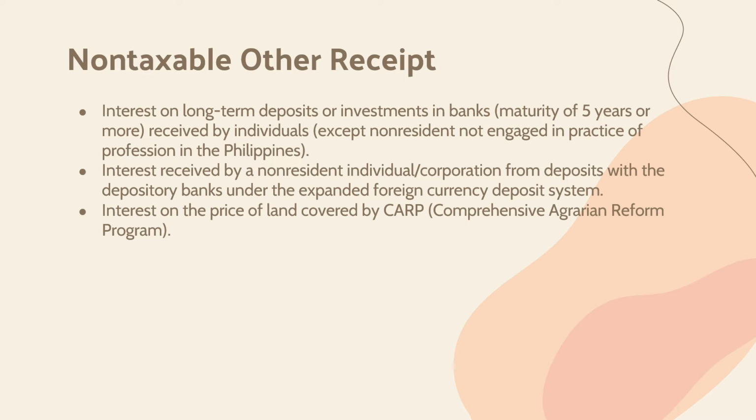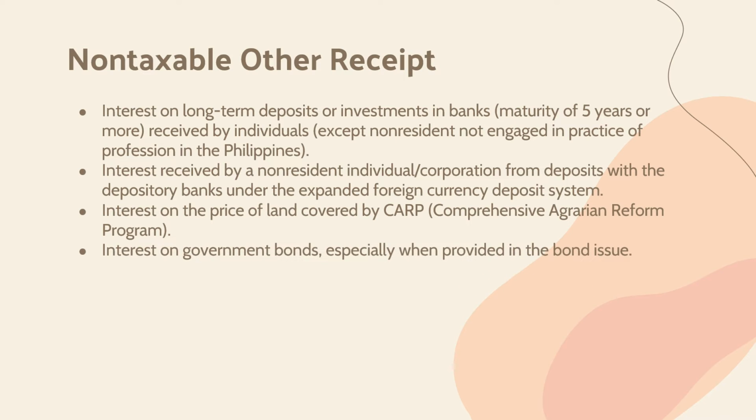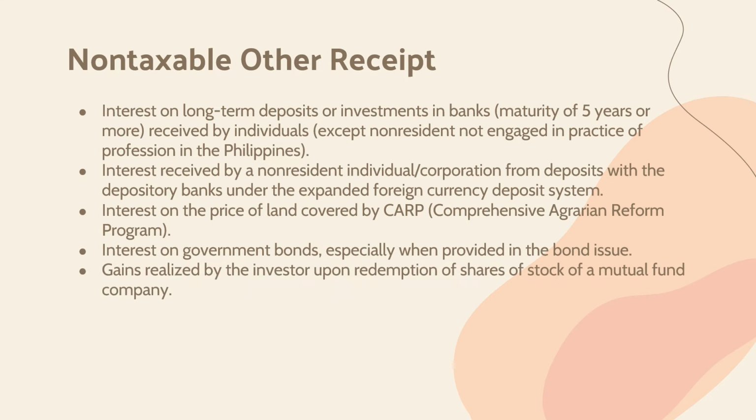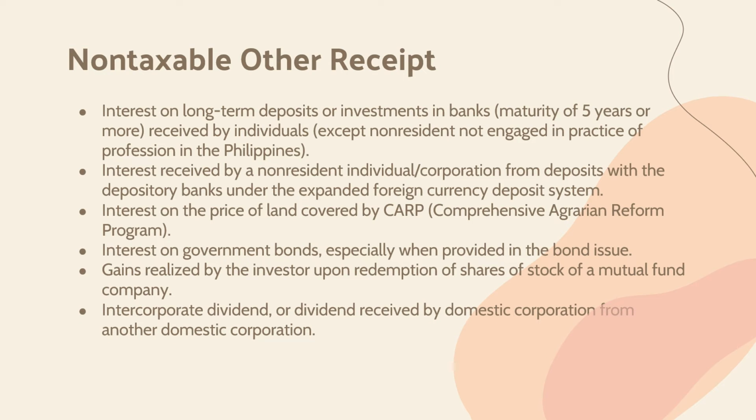And number 13, interest on government bonds, especially when provided in the bond issue. 14, gains realized by the investor upon redemption of shares of stock of a mutual fund company. 15, intercorporate dividend or dividend received by a domestic corporation from another domestic corporation. And lastly, 16, Philippine Charity Sweepstakes winnings and Philippine Lotto winnings.